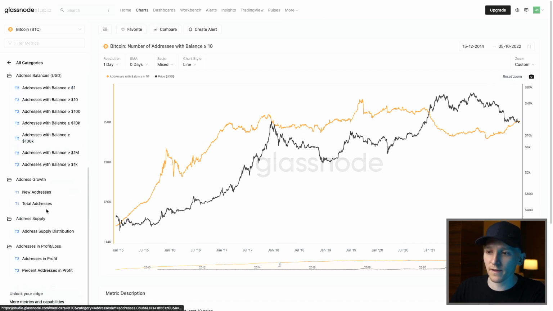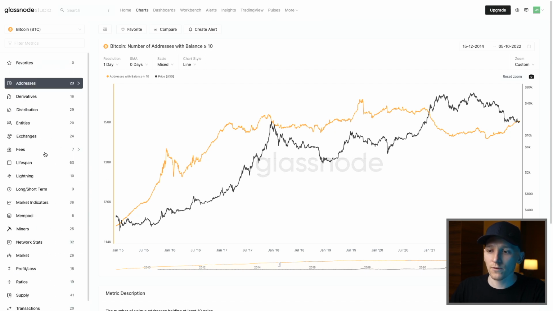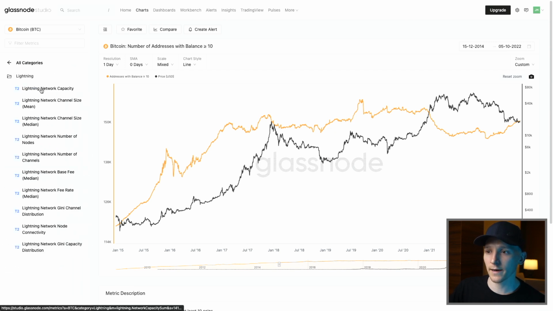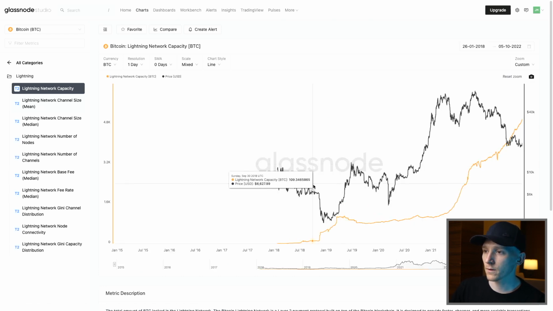So you can see all of this data over time, new addresses and everything. So if we go back to all categories, what's great as well is that we can see how other parts of the Bitcoin network are going. So Lightning network capacity, and we'll see the amount of Lightning nodes right here. So what is this showing? This is the price of Bitcoin over time.